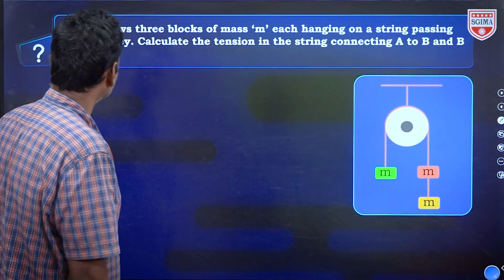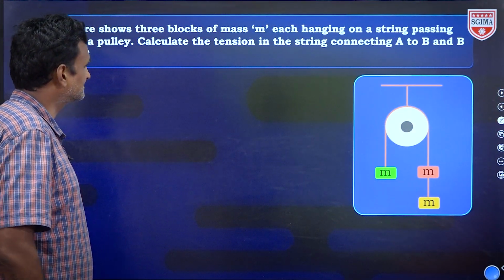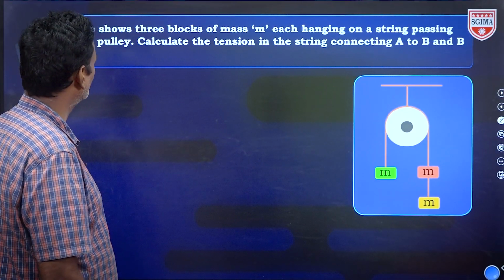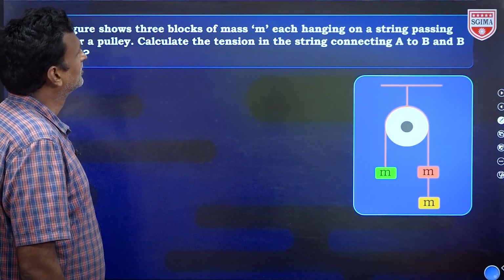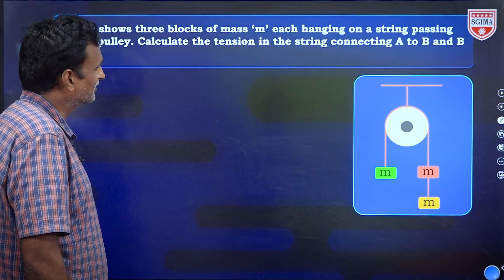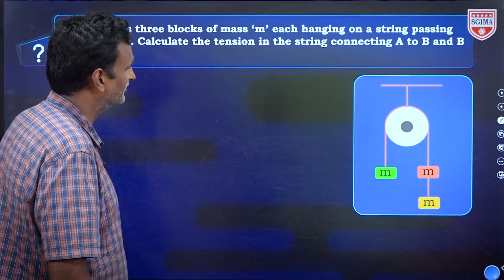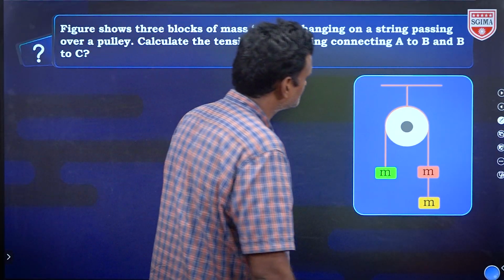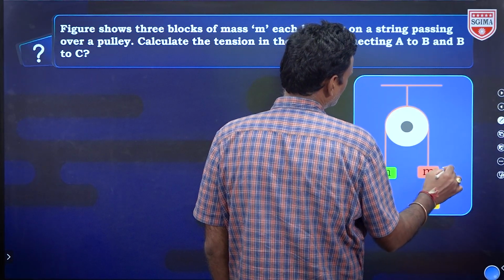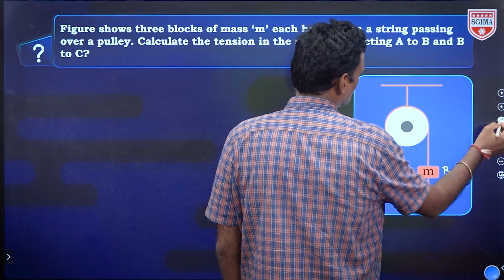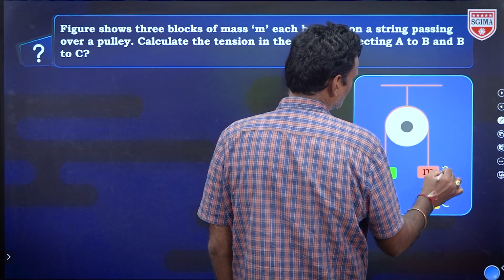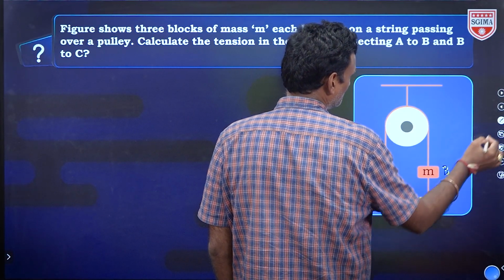Next, the figure shows 3 blocks of mass m, each hanging on a string passing over a pulley. Calculate the tension in the string connecting A to B and B to C. So suppose we take this is A, this is B, this is C. So we can write down, this is A, B, C, okay.